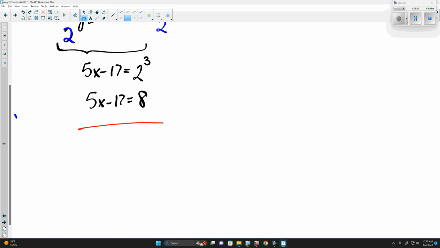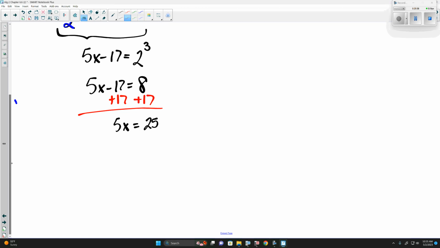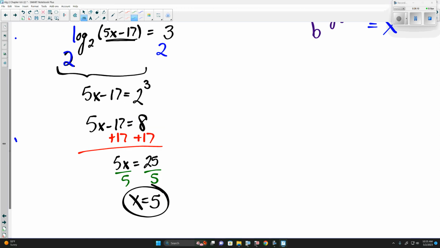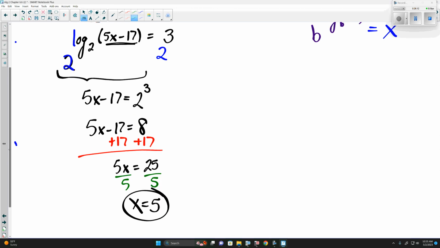So our next step in solving would be to add 17 to both sides, which will tell us that 5x is equal to 25. And last but not least, we would divide both sides by 5, telling us x is 5. Questions on any of this here?